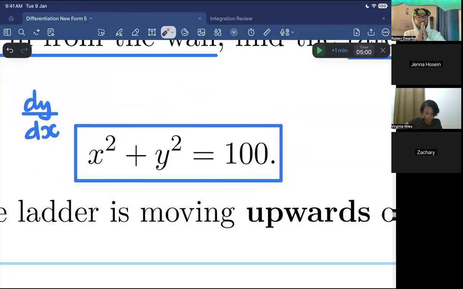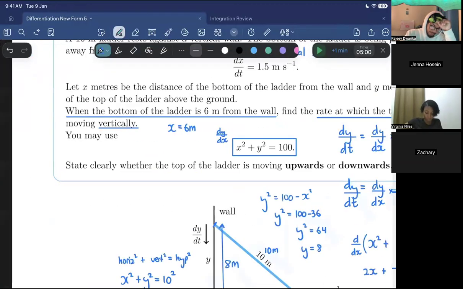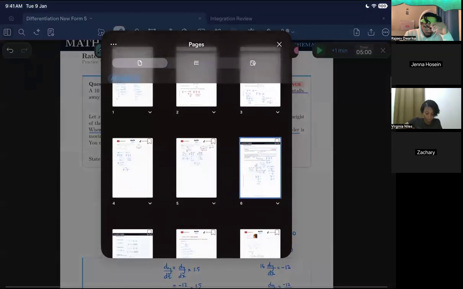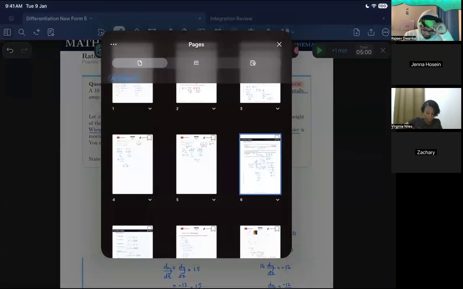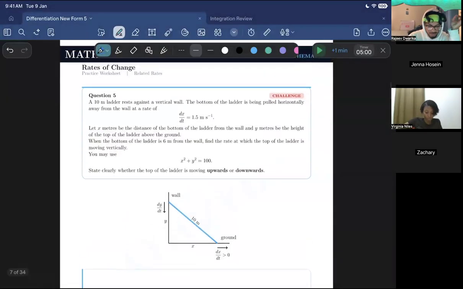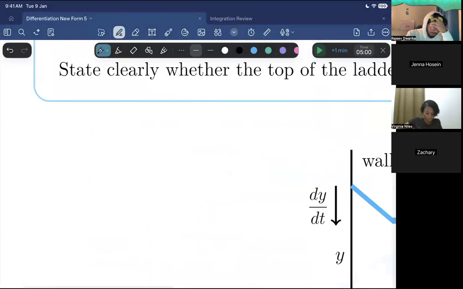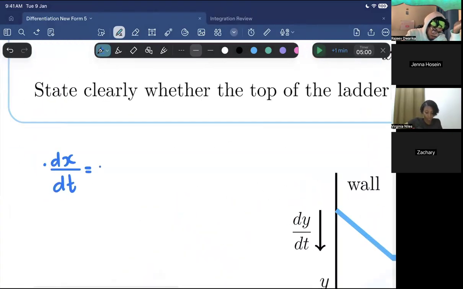Nah. Here, let me give you an example. Let's look at the alternative solution. This is the alternative solution. I think this is the solution that you guys would have gravitated towards instead. Now, again, let's pull out the key information. So Zachary, they told us dx dt was what? dx dt was 1.5 meters per second, right?